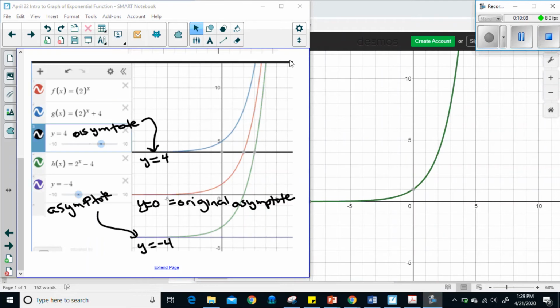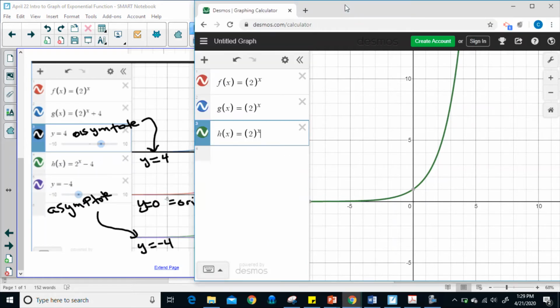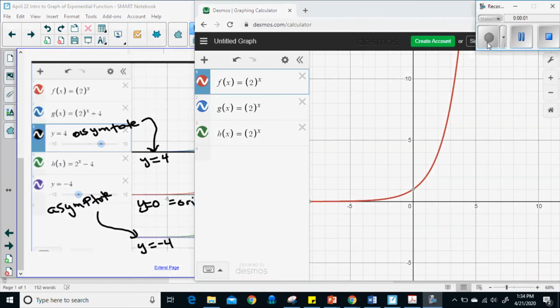Okay, so I just labeled up our picture here. So our asymptote becomes the number that was on the outside. Our original asymptote was y equals 0, and y equals -4 was our new asymptote. So that would be our vertical translation. Let's see if we can find a horizontal translation. So let's figure out what horizontal translations are going to look like.